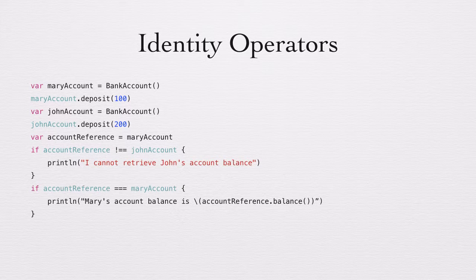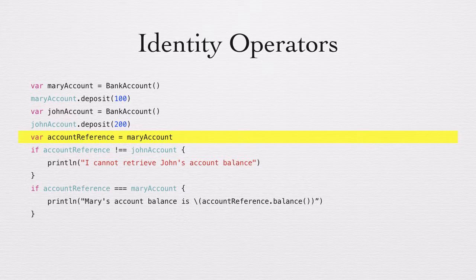Consider the code snippet shown here. We will create two instances of our BankAccount class. These two instances will refer to bank accounts of Mary and John respectively. We will also create a common reference to access any of these two bank accounts. These four lines of code create the two account instances and deposit some money in each account.